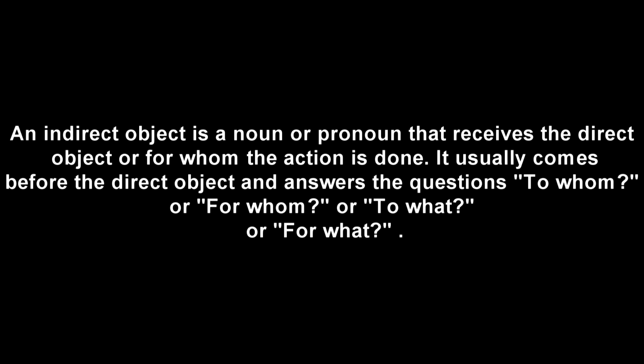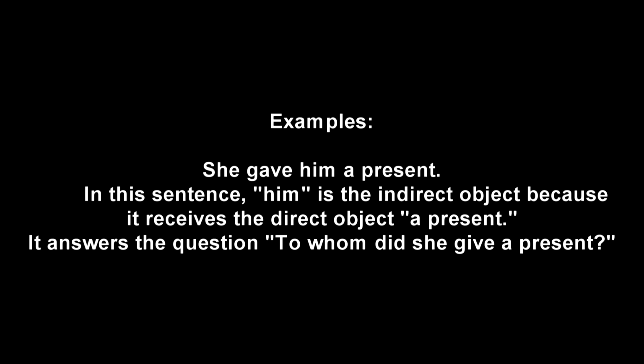It usually comes before the direct object and answers the questions to whom or for whom or to what or for what. Examples: she gave him a present. In this sentence, him is the indirect object because it receives the direct object a present. It answers the question: to whom did she give a present?